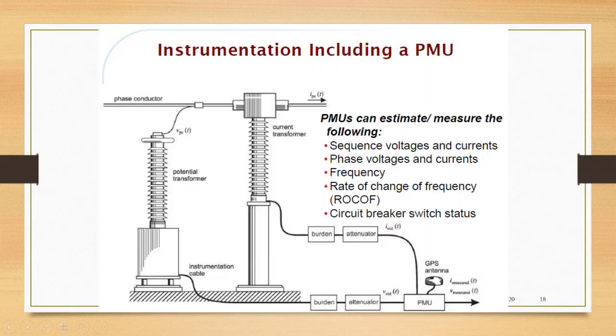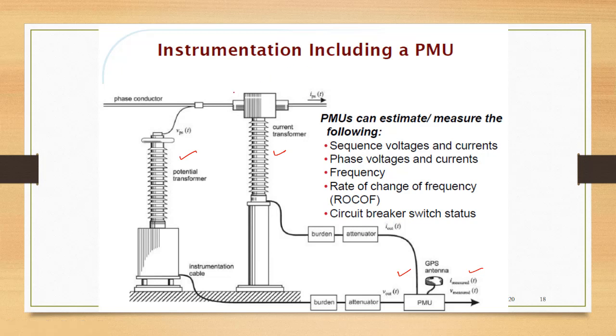So instrumentation including a PMU. Here we can see we have current transformer and potential transformer. From PT and CT, the signals are captured through the PMU, and there is a GPS antenna in the PMU to synchronize this data, and the data is sent through the IEDs to the master station.